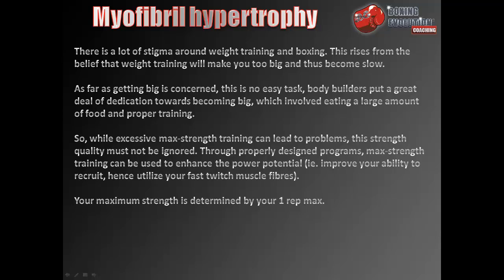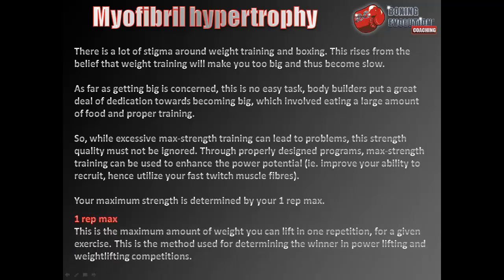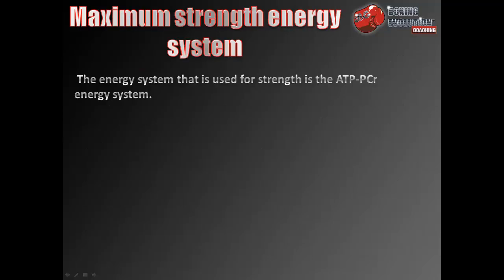Through properly designed programs, max strength training can be used to enhance the power potential, i.e. improve your ability to recruit, hence utilise your fast twitch muscle fibres. Your maximum muscle strength is determined by your 1 rep max. 1 rep max. This is the maximum amount of weight you can lift in one repetition for a given exercise. This is the method used for determining the winner in powerlifting and weightlifting competitions.